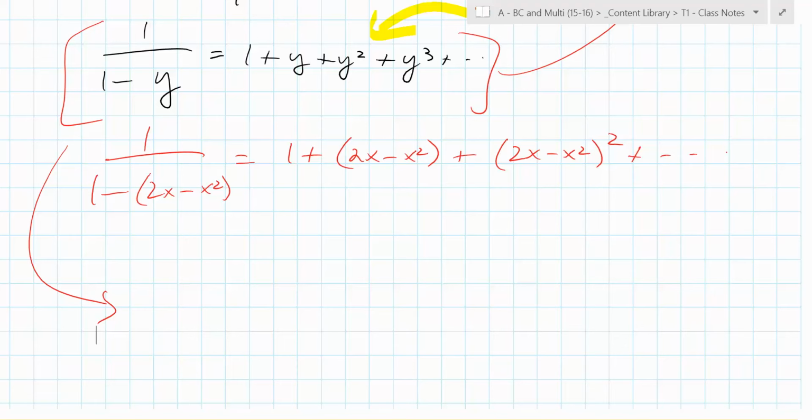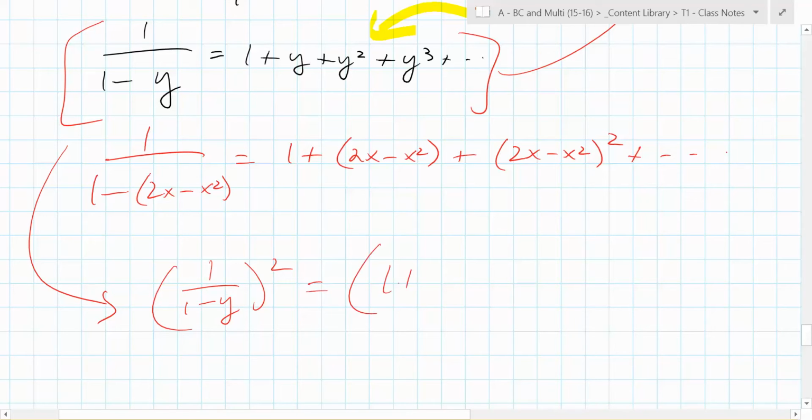This is kind of cool. Wait, so can you do it the other way? It would literally be like this. 1 over 1 minus y squared equals. Done. You can do that, but Tami's is cooler.